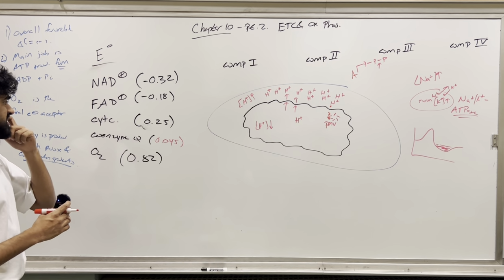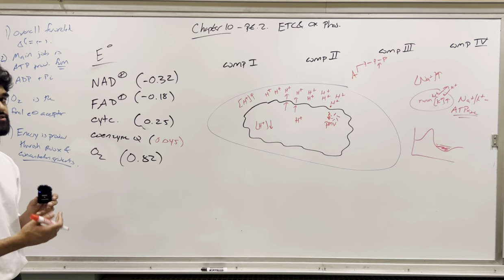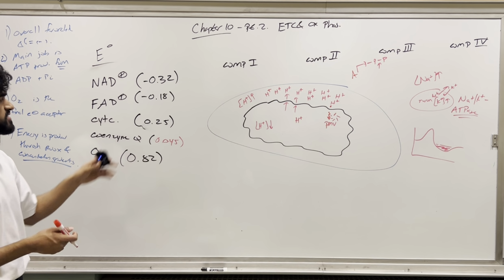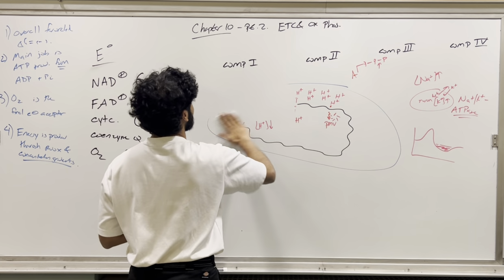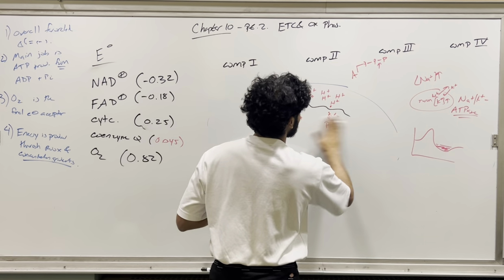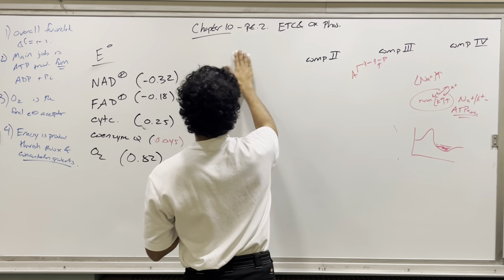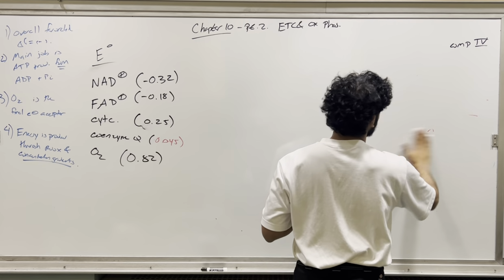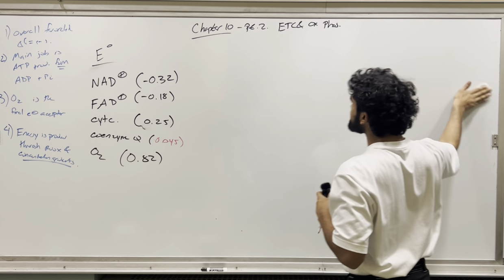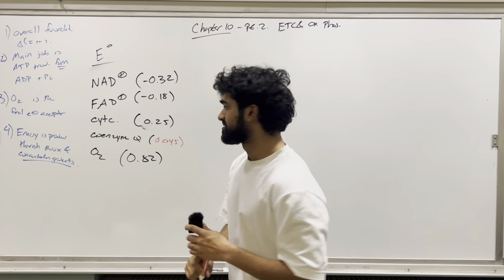These kind of make sense to me, and I'll show you why they make sense in a second. Let's put these in order of their favorability to get reduced. Which one gets reduced the most, and which one gets reduced the least? Oxygen the most, right?